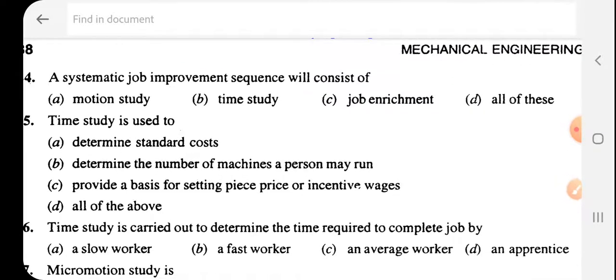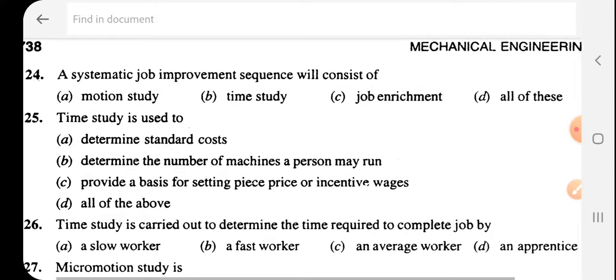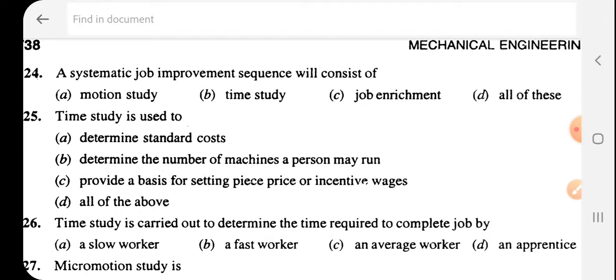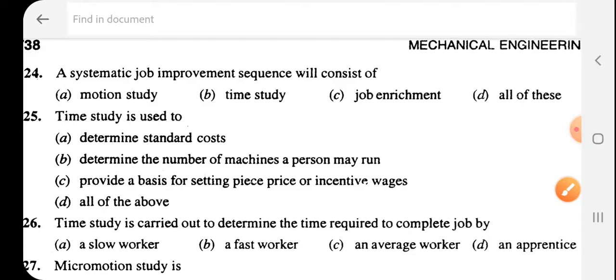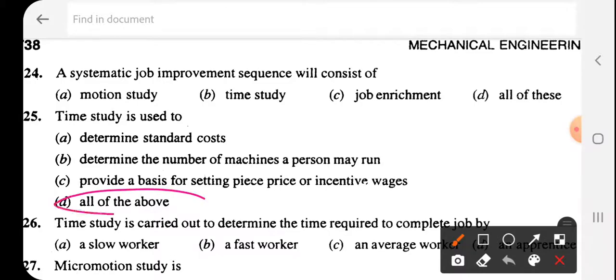Next, 24th. A systematic job improvement sequence will consist of all of the above: motion study, time study, job enrichment. The time study is used to, that is, all of the above: determining standard cost, determining the number of machines a person may run, providing a basis for setting piece price or incentive wages.